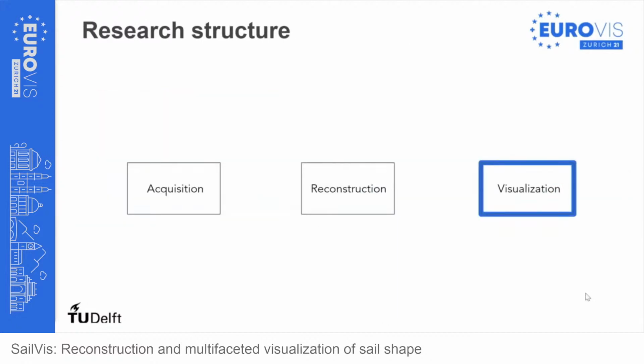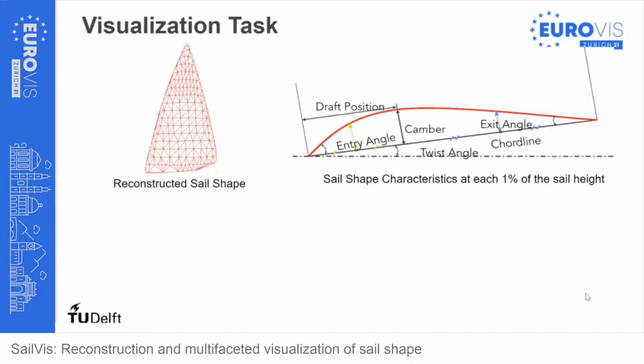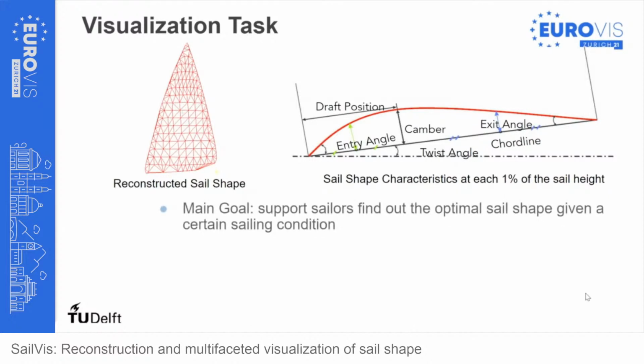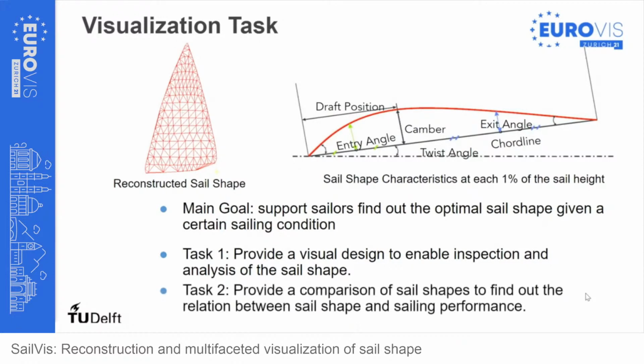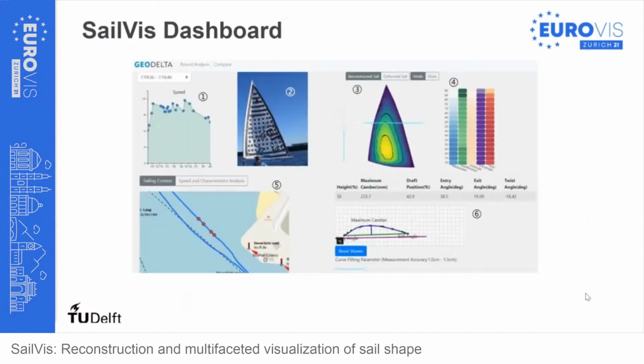We come to the last part of our study, the visualization design of SailVis. Now that we have the reconstructed sail shape and the extracted sail shape characteristics at the cross sections of every 1% height of the sail shape, we need to use them to support sailors find out the optimum sail shape given a certain sailing condition. Towards this goal, we need to design an effective visualization dashboard to enable sailors to inspect and analyze the sail shape, as well as to compare them to find out the relation between the sail shape and sailing performance.